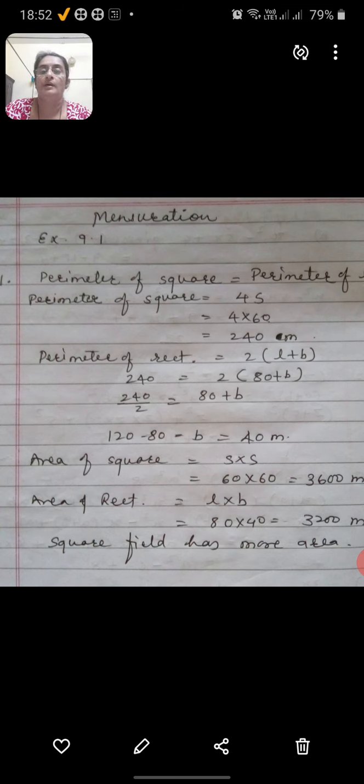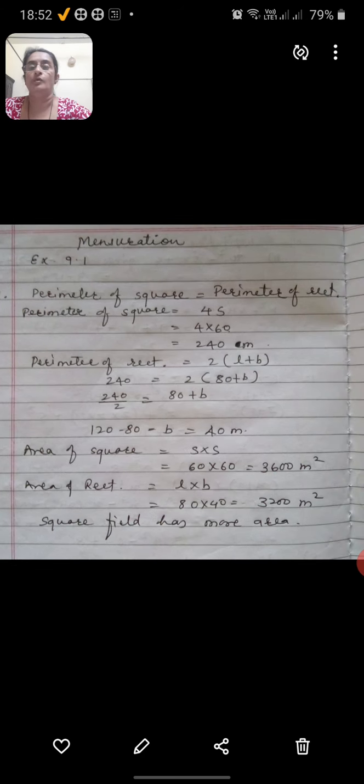Now we know the length and breadth of the rectangle. Using that we are going to find out the area of square and the rectangle. So area of square is side into side, that is 60 into 60, that gives you 3600 meter square. And area of a rectangle, that is L into B, that is 80 into 40, that is 3200 meter square. So the square field has 3600 meter square area, so that is a larger area.